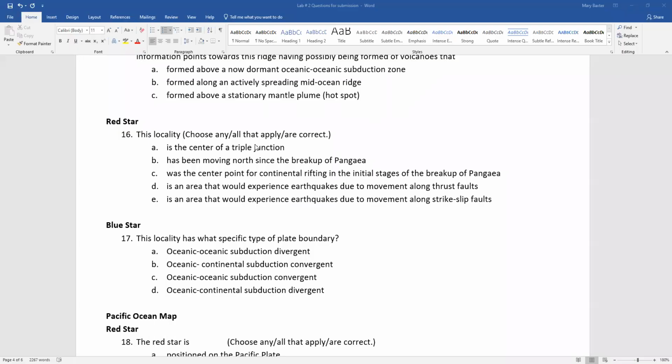What were the other things that were on that list? So yes, it's the center of a triple junction, has been moving north since the breakup of Pangea. Yep. It was the center point for continental rifting. Yep. It was the middle of a triple junction.